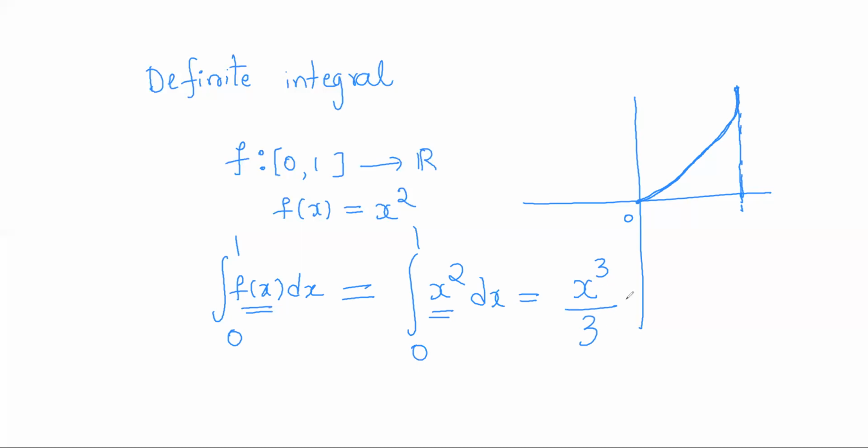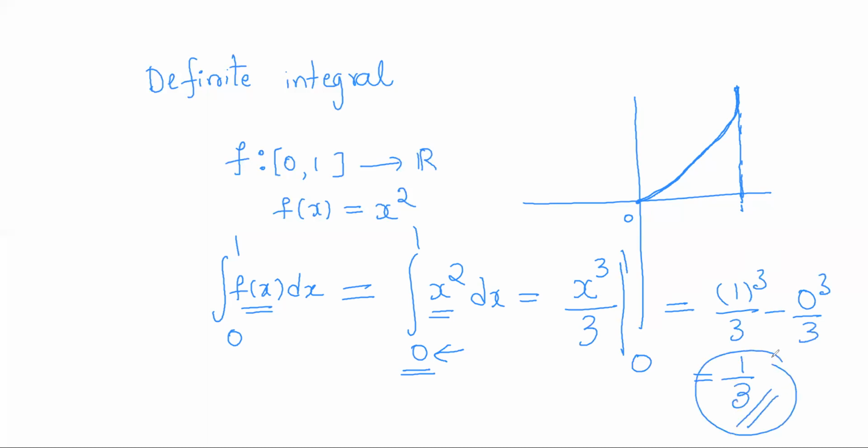So this is the indefinite integral. Now if I apply the limits, we refer to 0 as the lower limit and 1 as the upper limit. If we apply the lower and upper limits, we first apply the upper limit, then the lower limit. So it is 1 by 3. And what does this value actually give you? It gives the area under the curve.